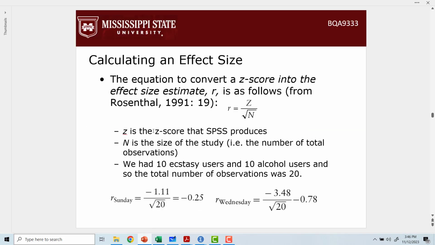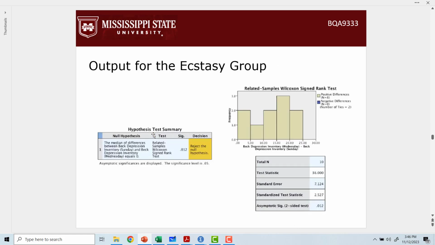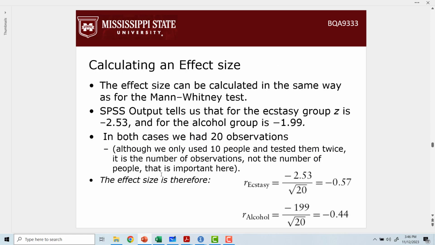Okay, and again, we can calculate effect sizes. Note that there's an error from the book, I need to paint in a dot there. For the ecstasy effect size, the z value of minus 2.53 divided by the square root of 20 is minus 0.57. And for the alcohol, we have minus 1.99, and again, dividing by the square root of 20 is minus 0.44.